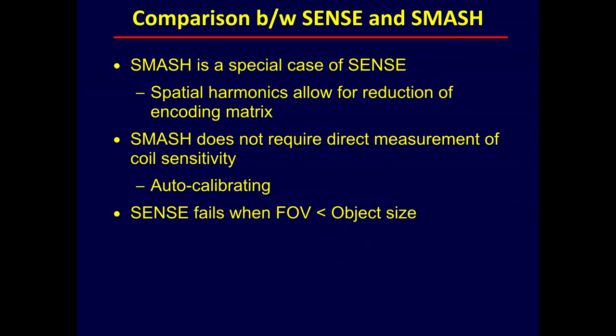But what's nice about SMASH or k-space-based parallel imaging methods is that they do not require direct measurement of coil sensitivity, which can be hard to do, as you can tell. And these inaccuracies in coil sensitivity are going to directly translate to image quality issues, reconstruction errors in your SENSE reconstruction. But because of the calibration step, that takes care of this coil sensitivity issue, because all these coil sensitivities are already absorbed in the auto-calibration step where you calculate the coefficients.